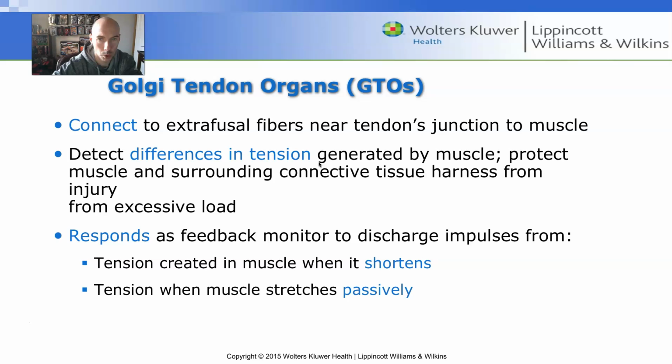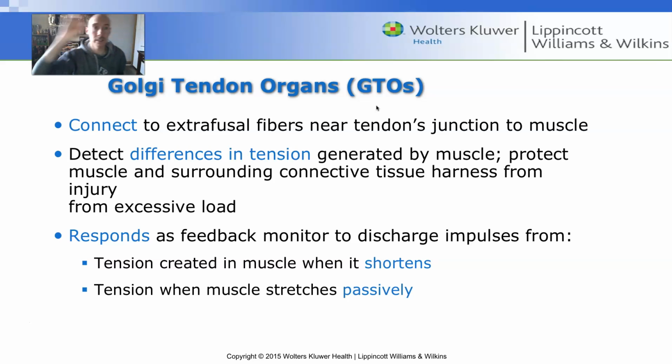Last topic then is the Golgi tendon organ. This is the other proprioceptive organ that is located not in our muscle. These are located in the tendons. These also serve as a protective mechanism, and they are sensitive to tension. Now, the muscle spindle was sensitive to stretch. The Golgi tendon organ, or the GTO, is sensitive to tension.